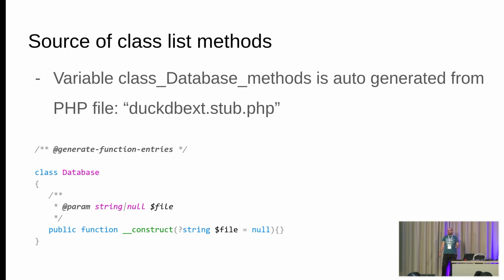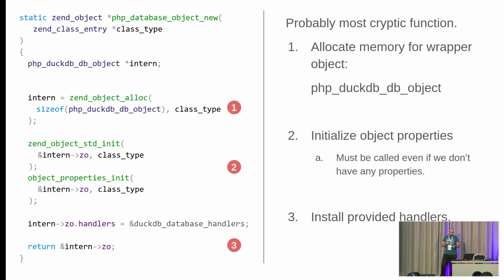I mentioned that we have to pass the list of the methods. This will be automatically populated, and it will be created from the stub file, which is defined actually in PHP. So you need to write at least a little bit of PHP. It's basically just blank methods, only with their signature. This will be automatically parsed during the compilation, and the array will be created from it, and it will be used in our extension.